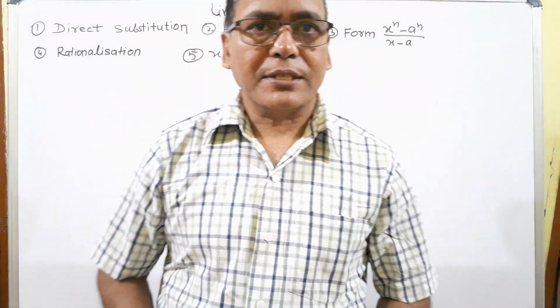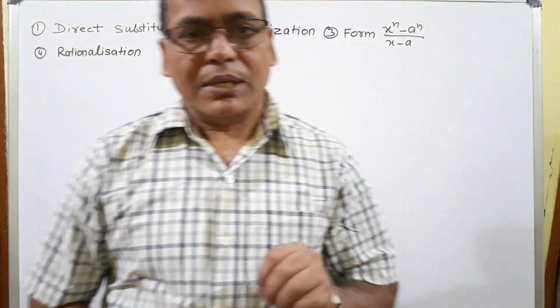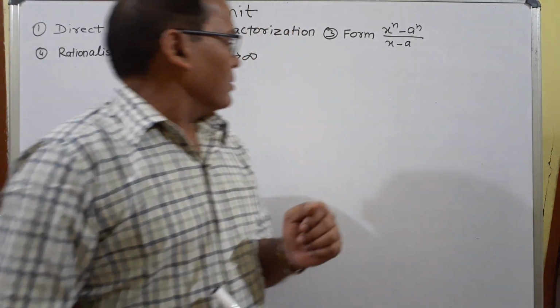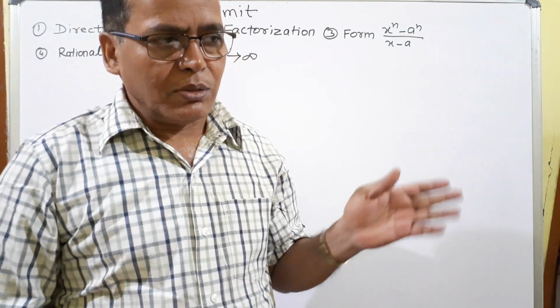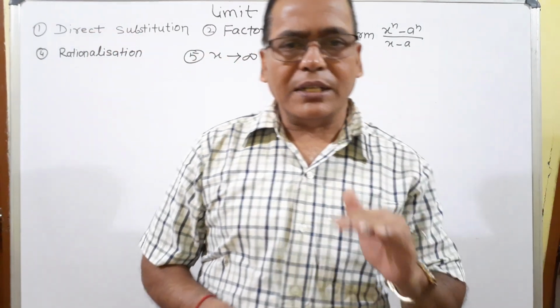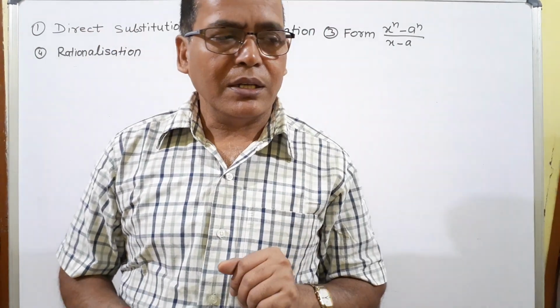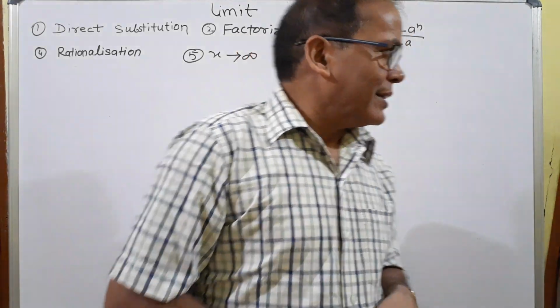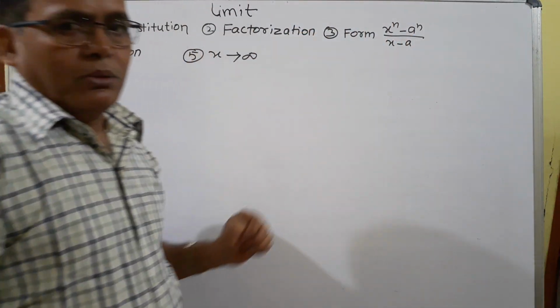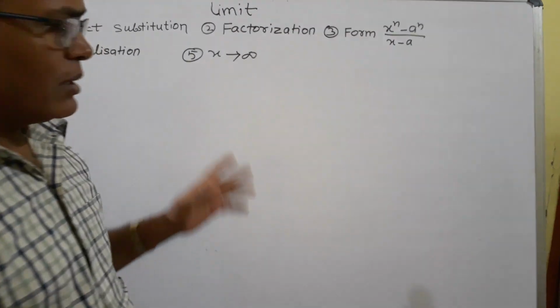Good morning, class. In the previous lesson, I taught you about the limit from the first principle. If the left-hand limit and right-hand limit are both equal, then the limit exists. Here again I am teaching you about limits. We can solve limits in 5 different ways.